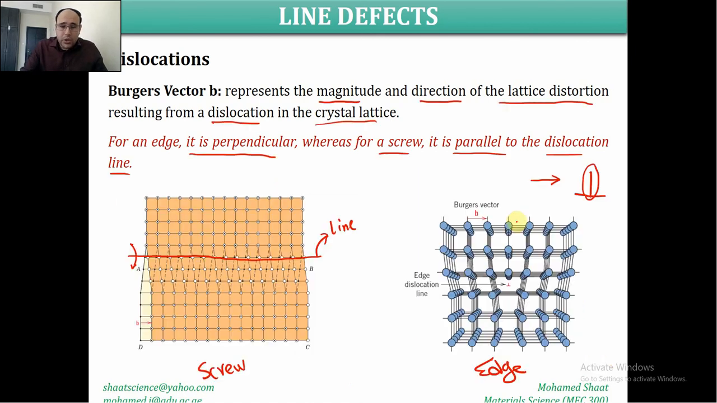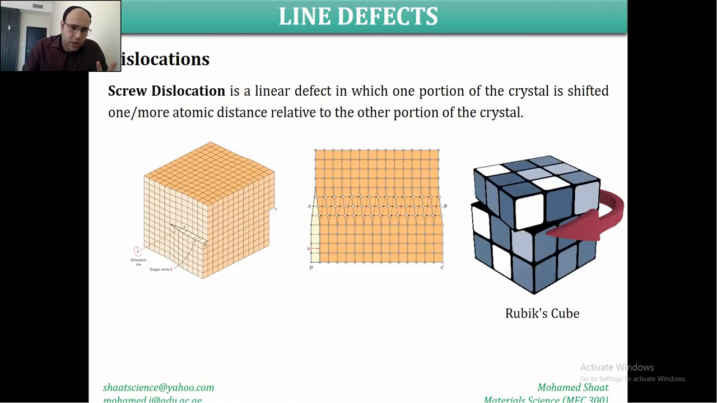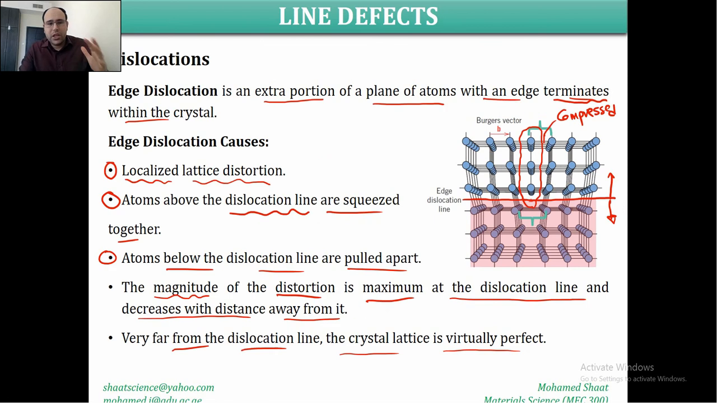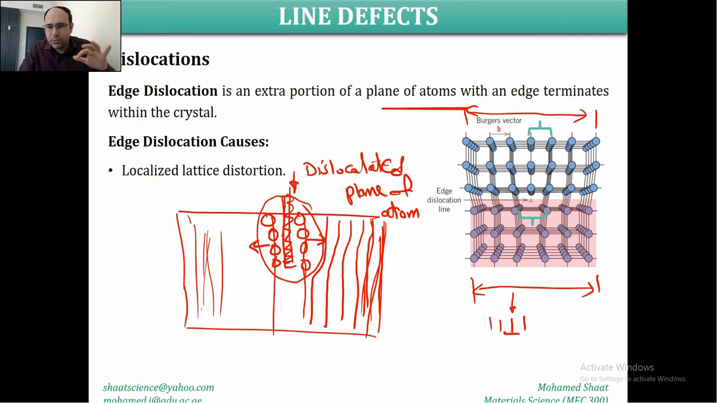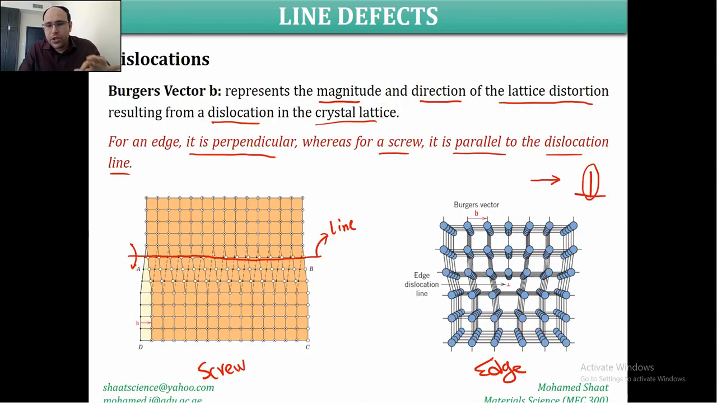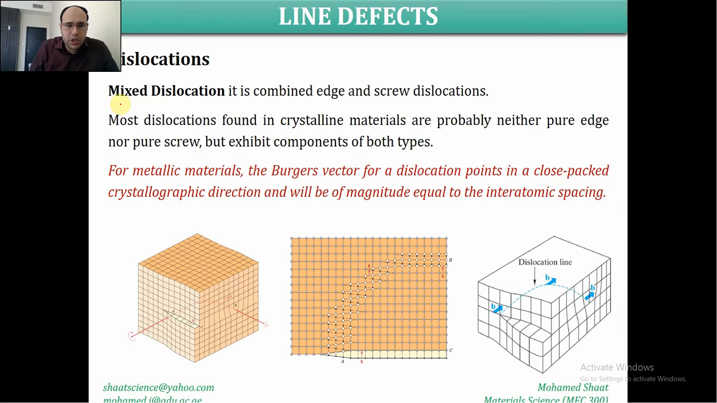Make sense? So far we discussed two types of dislocation. In general, these are the only types of dislocation that we have: edge dislocation, screw dislocation, or it could be mixed. Mixed means a mixture of the edge dislocation and the screw dislocation, both taking place at the same time within the same crystal. So the mixed dislocation is intuitively a combined edge and screw dislocation.